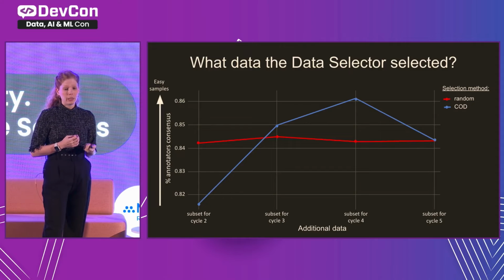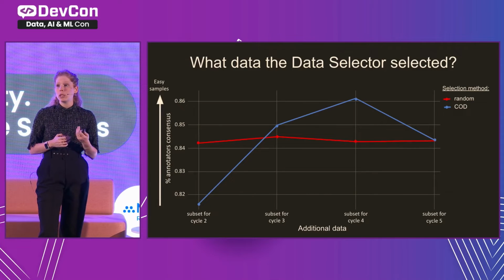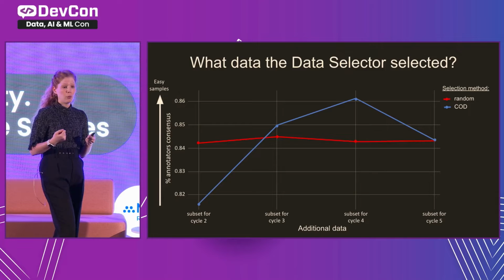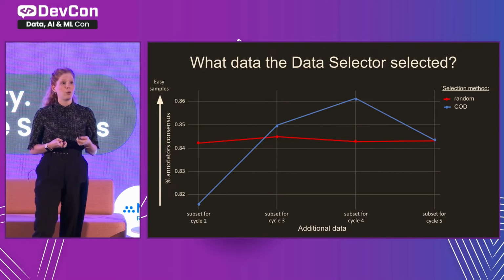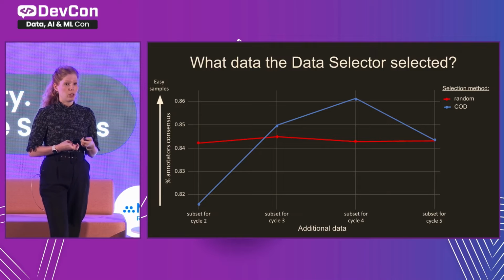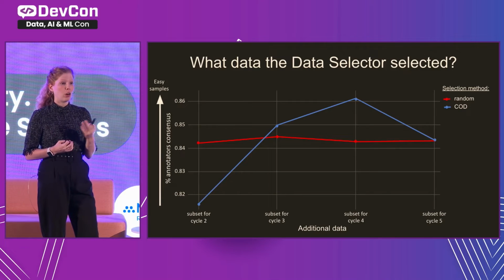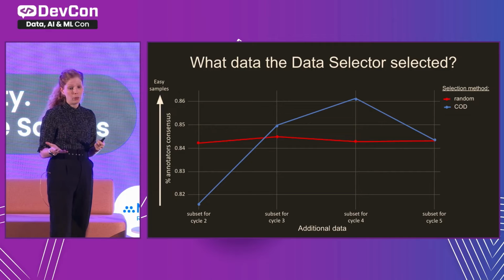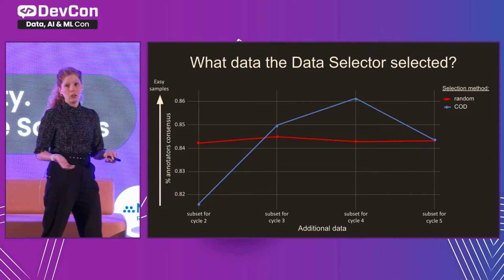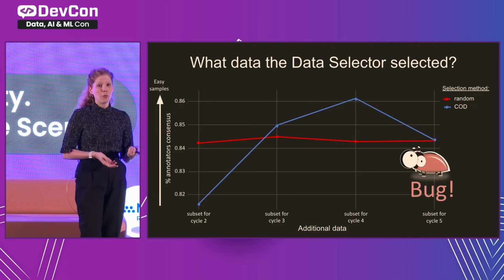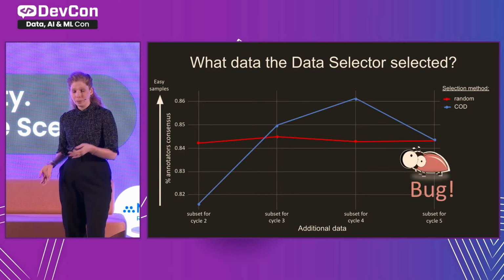But if we take a look at cycle 5, we will see unexpected behavior. At cycle 5, we have harder samples than the sample that we chose at cycle 4. And this is unexpected. We expect to see an increasing graph over time for this entire graph, and not the graph that we see here. So we decided to investigate what happens here, and unfortunately, we found a bug.